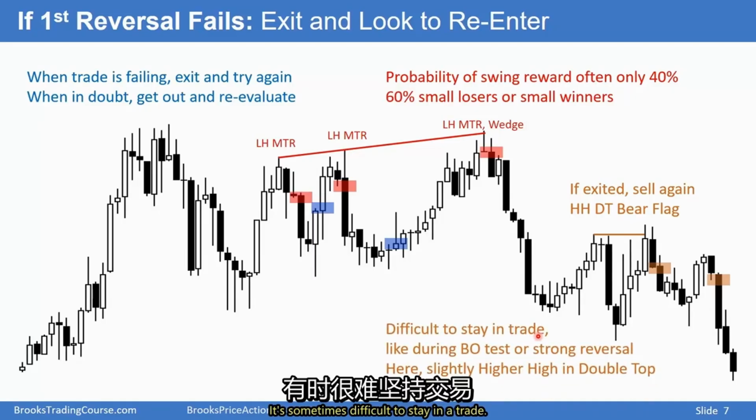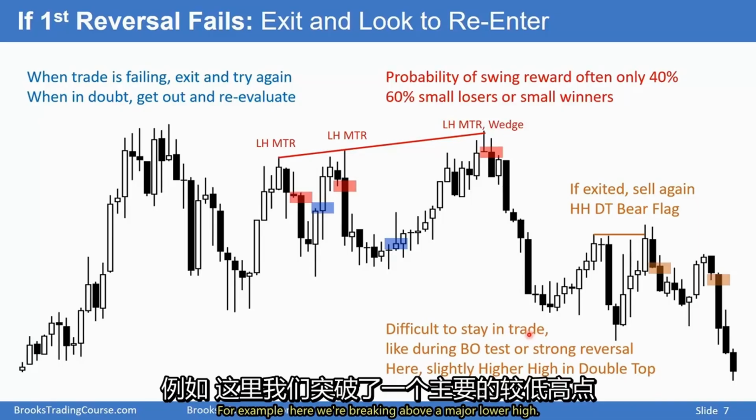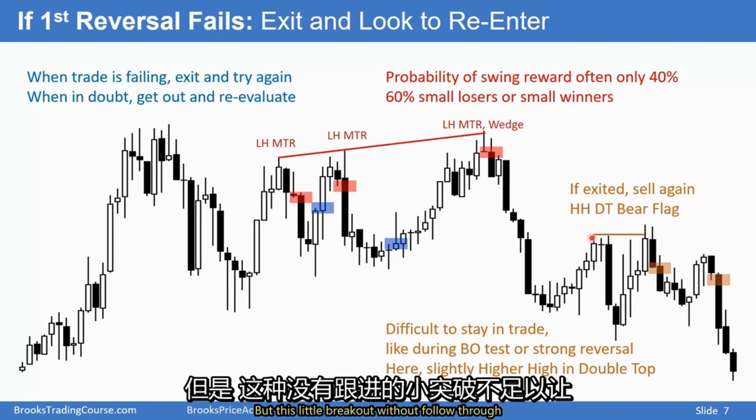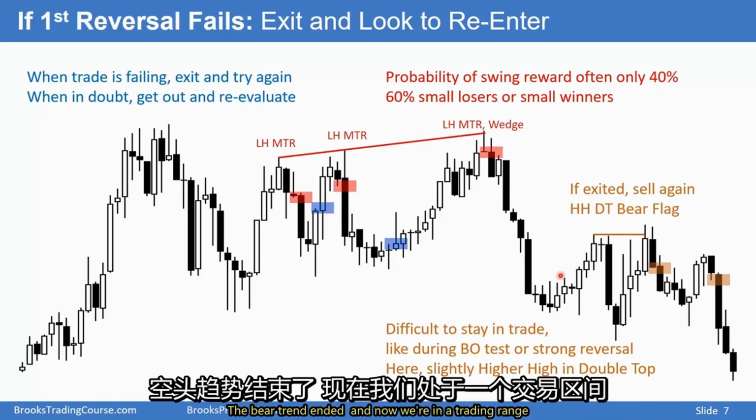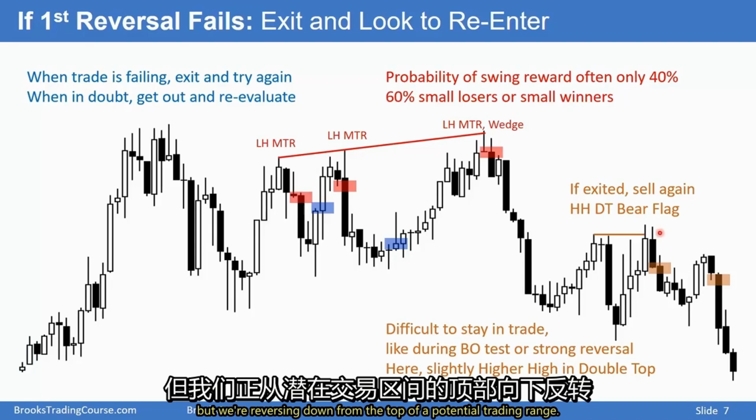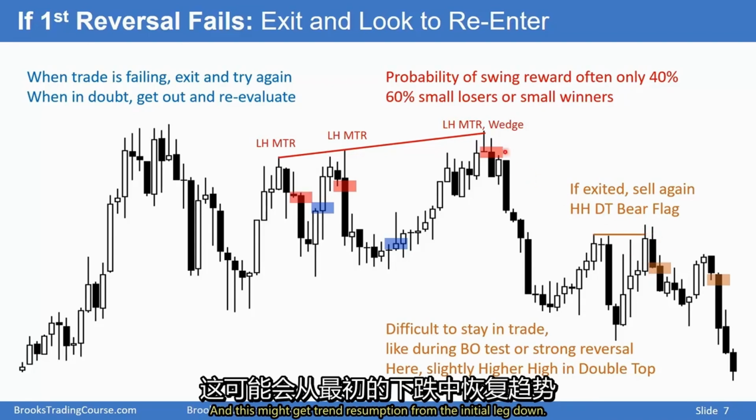It's sometimes difficult to stay in a trade. For example, here we're breaking above a major lower high, but this little breakout without follow-through is not enough to convince traders that the bear trend has ended and a bull trend has begun. The bear trend ended, and now we're in a trading range, but we're reversing down from the top of a potential trading range, and this might get trend resumption from the initial leg down.